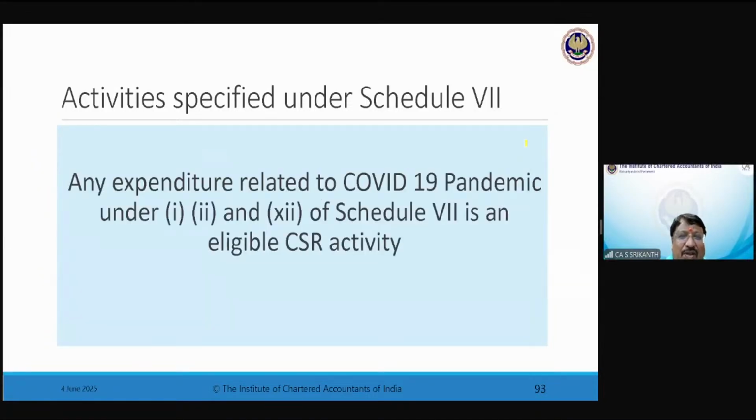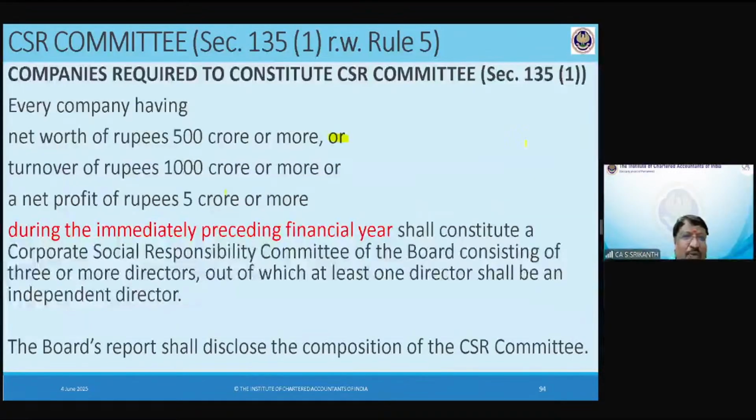Okay. So, any expenditure related to COVID-19 pandemic is an eligible CSR activity. Wow. Okay, very, very important. Important. Okay. Remember, yaad rakh dijiye.